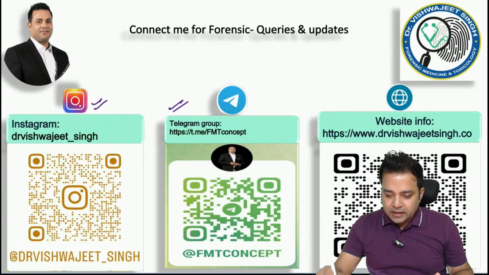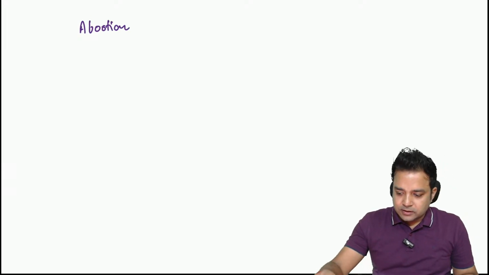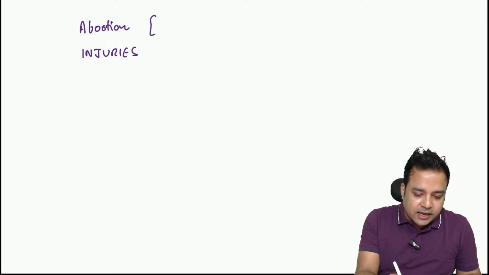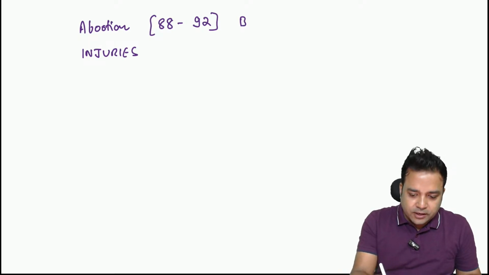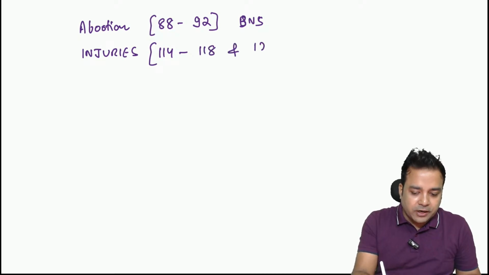See, the sections related to abortions, then the sections related to injuries. Abortion sections in the new laws lie between 88 to 92 of the Bharatiya Nyaya Sanhita, BNS. Which sections of injury should be read? 114 to 118 and also 124. 124 now deals with acid attacks.